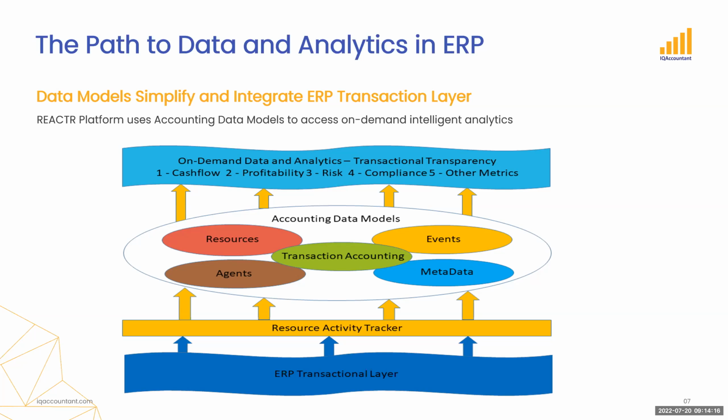So all of that in our data model lends itself to on-demand data and analytics with some transactional transparency, which is very important because then we can identify where in the process we might need to look deeper, who is involved in that transaction. And so some of the things that we can solve for is obviously the cash flow, which we'll get into more later in the webinar, but also profitability, risk, compliance, and other metrics that are important to the business.